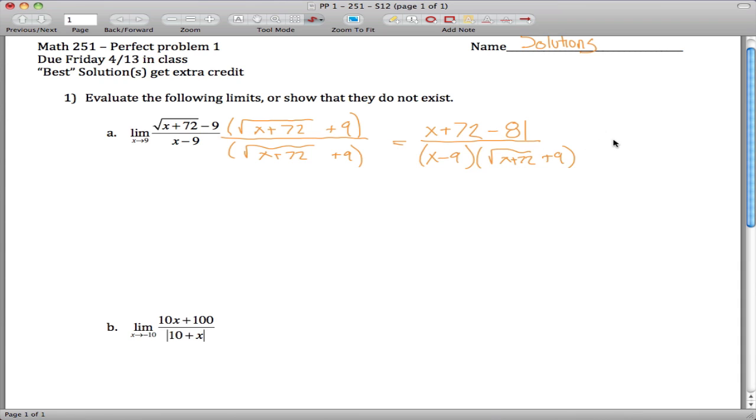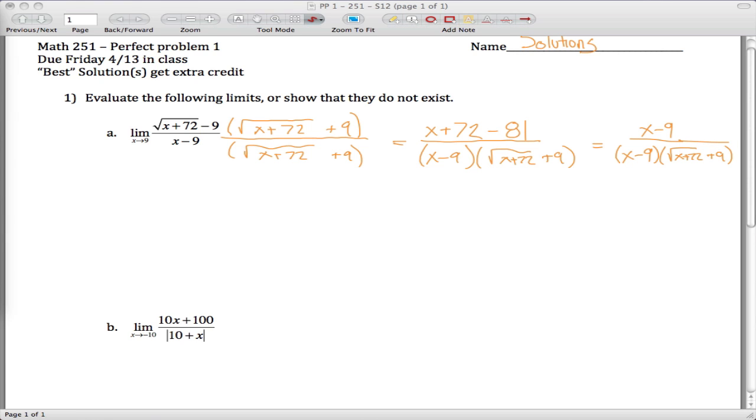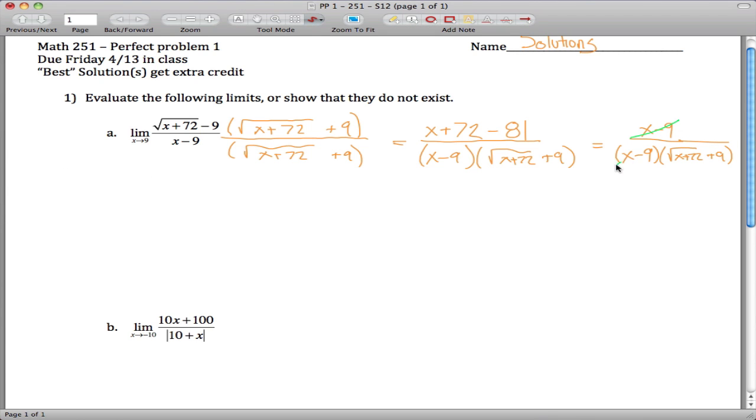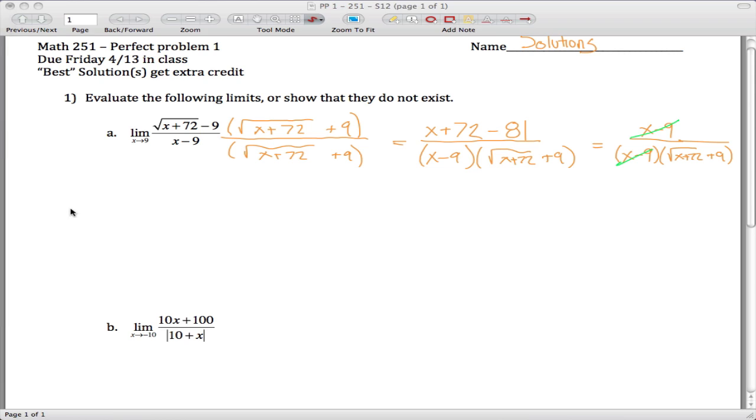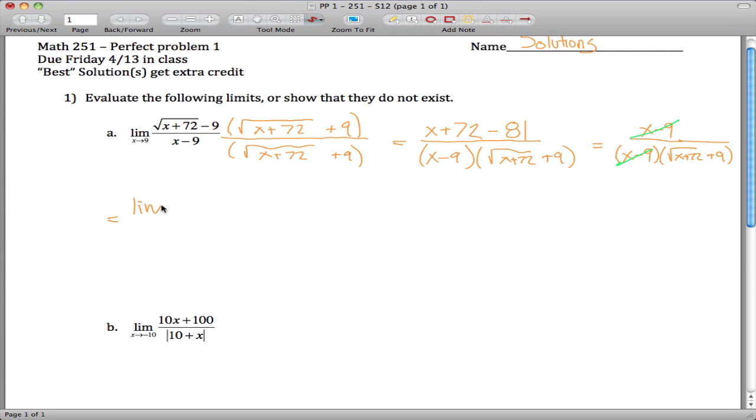So it may not look like we've done a whole lot. This is still kind of a mess. But in fact, we have done a lot because the top is just equal to x minus 9. Negative 81 and plus 72 is x minus 9. So we can take advantage of that fact by canceling out this x minus 9 and this x minus 9 and saying that this is equal to the limit as x approaches 9 of 1 divided by the square root of x plus 72 plus 9.